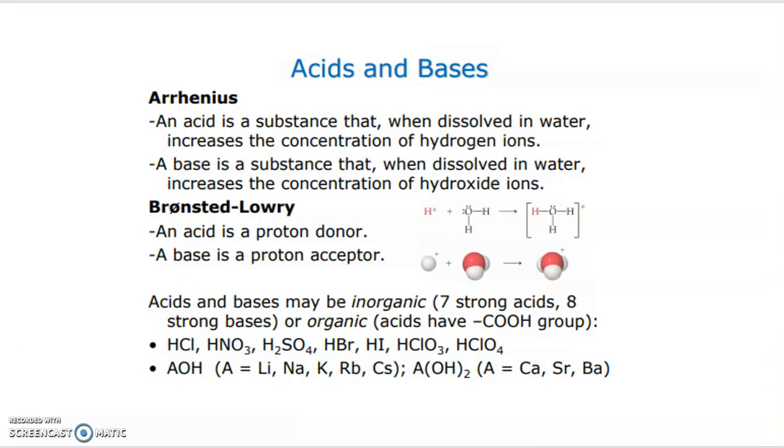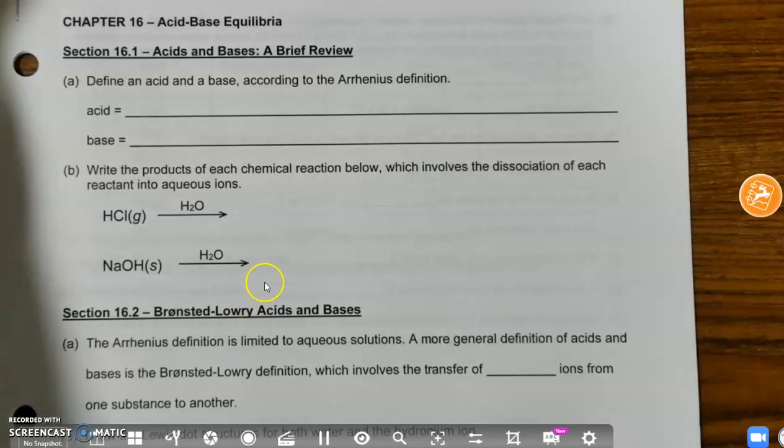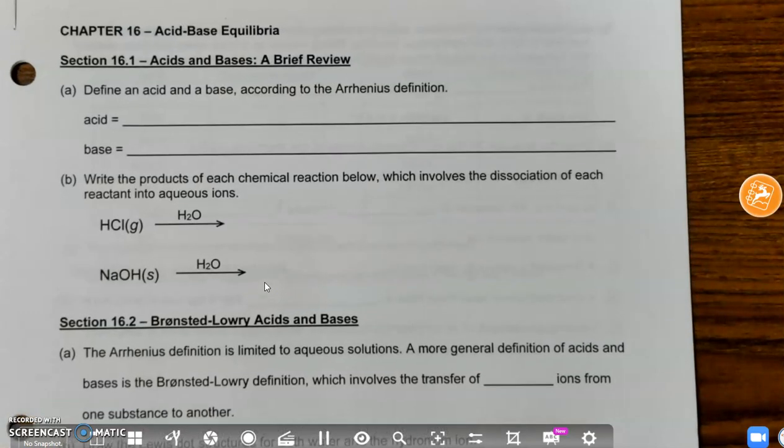Now we've got a couple definitions of acids and bases, and we're going to use these to talk about how acids and bases behave. So let's go to our packet. This is going to be 16.1.